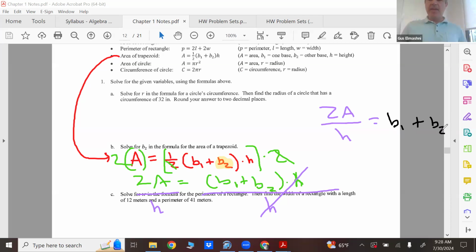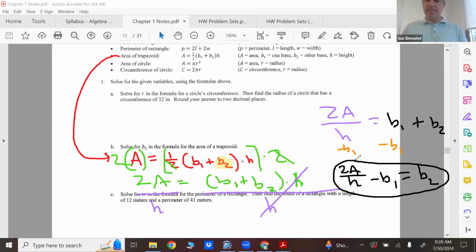Okay. And then lastly, how do I get rid of b1? Yep, subtract b1 from both sides. And that's it. We got it. Two a over h minus b1.